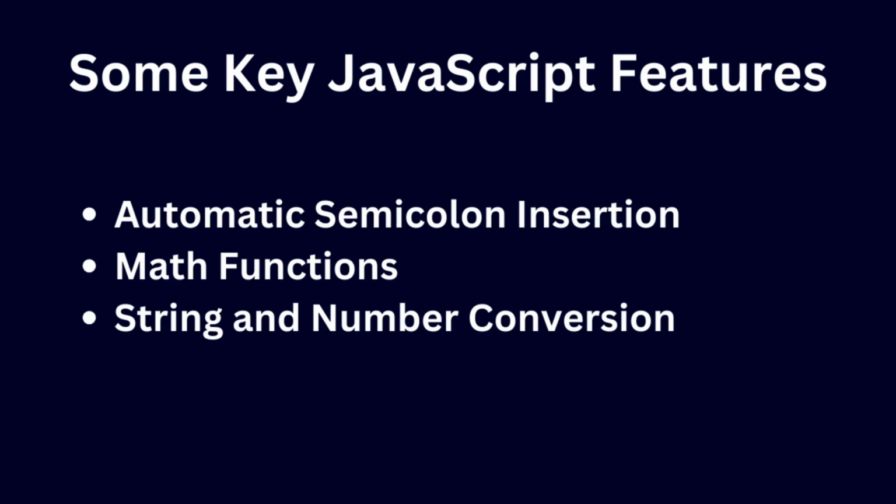Some key JavaScript features. Automatic semicolon insertion. JavaScript adds semicolons to the end of statements where it thinks they're missing, but it's best practice to include them explicitly. Math functions. These are commonly used functions such as Math.floor, Math.random, and Math.pow. These functions are often used in programming interviews. String and number conversion. JavaScript provides methods like Number, parseInt, and parseFloat for converting strings to numbers.